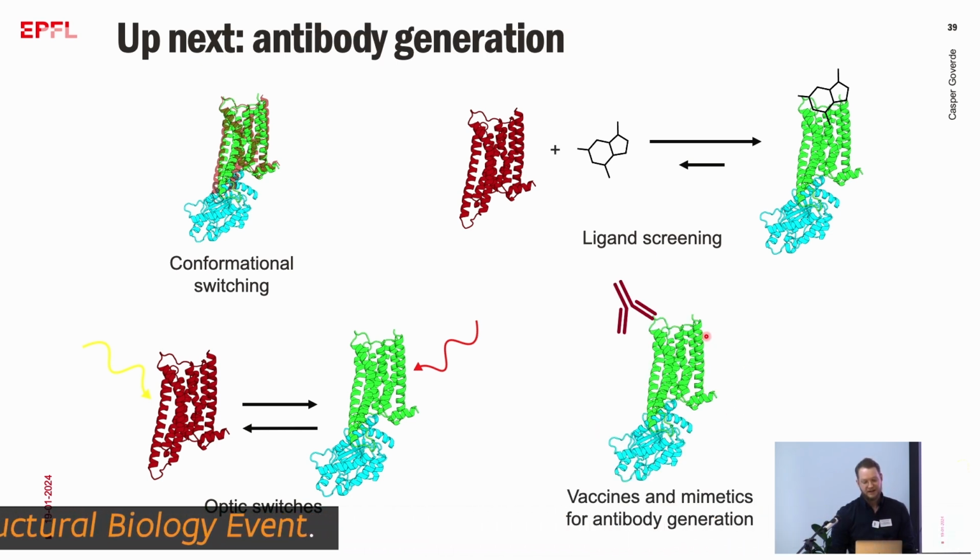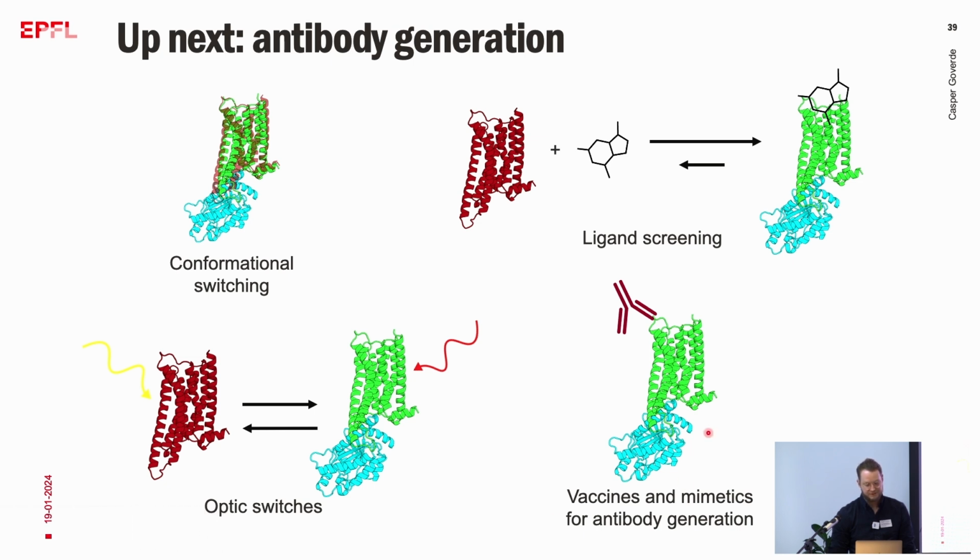And finally, vaccines and mimetics for antibody generation, so we can transplant back extracellular domains of these receptors and then use these for antibody generation. For example, you can use them as vaccines, so antibodies are being created against certain epitopes of this protein, or you can immunize mice with them, and then take the antibodies of mice and have antibodies that target a specific GPCR in the human body as a therapy.